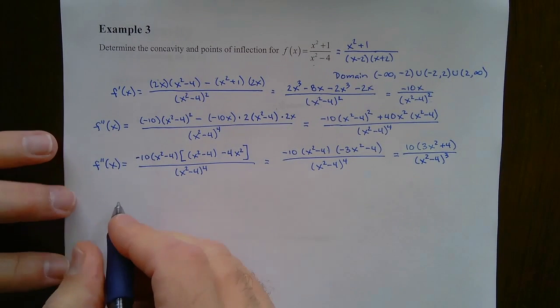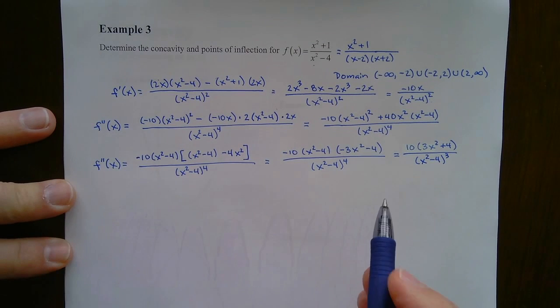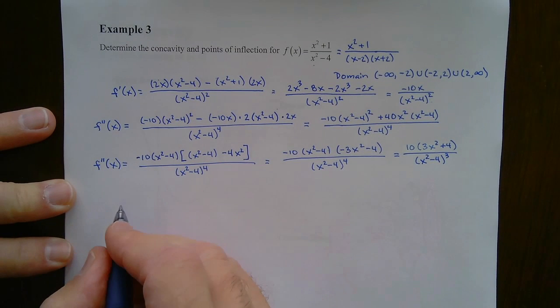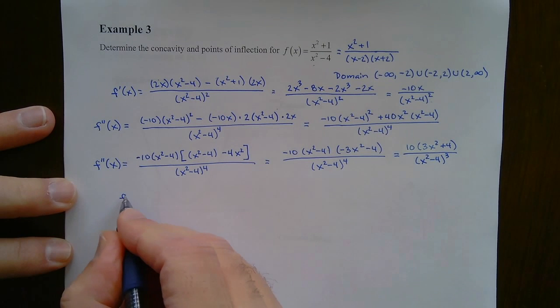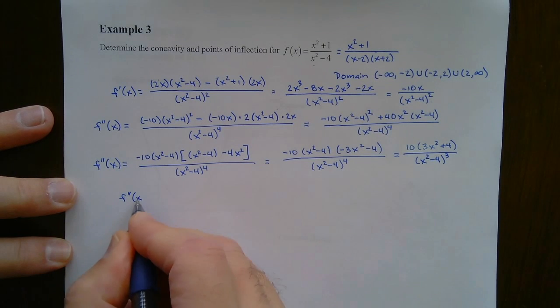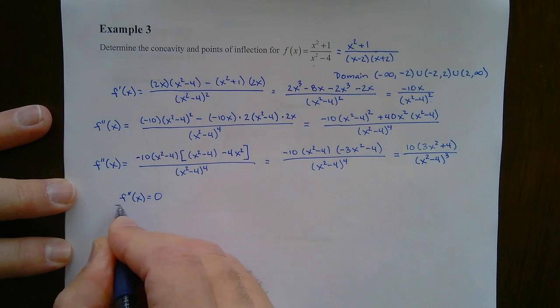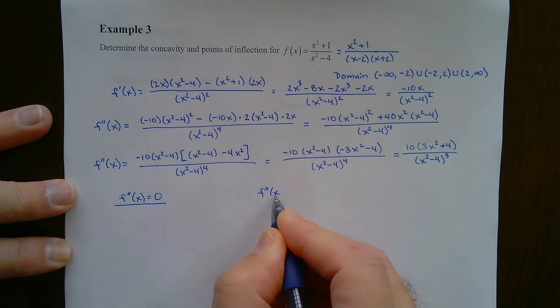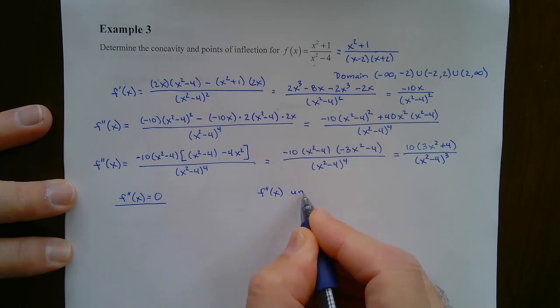All right. So now to find the critical values, we have to find where the second derivative is 0 and also where it's undefined. Okay. So where is f double prime of x equal to 0? And then where is f double prime of x undefined?